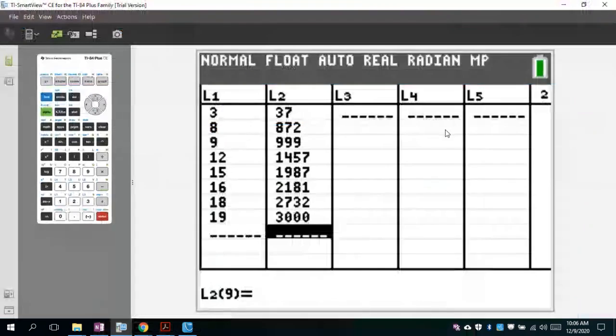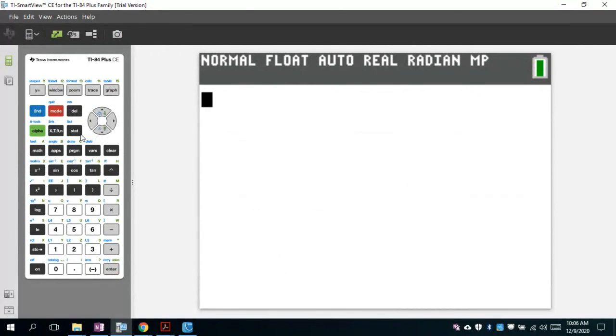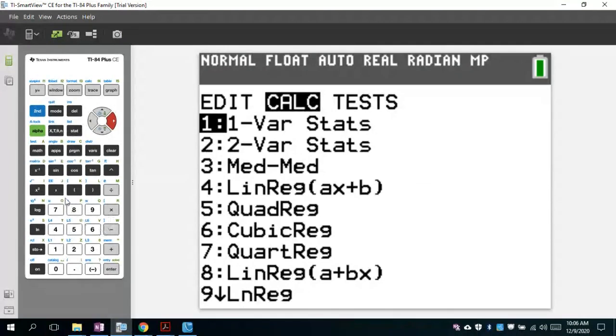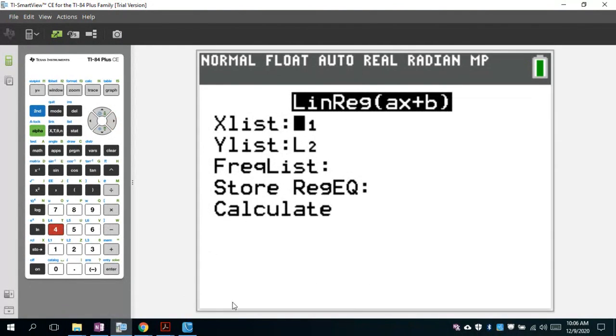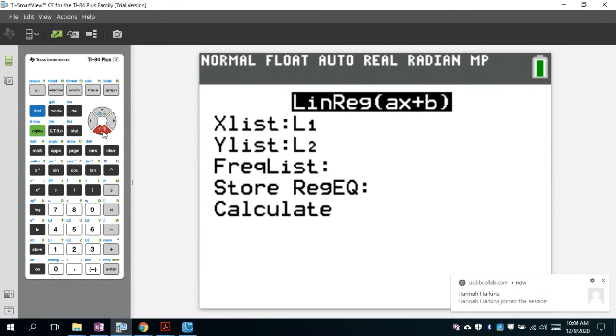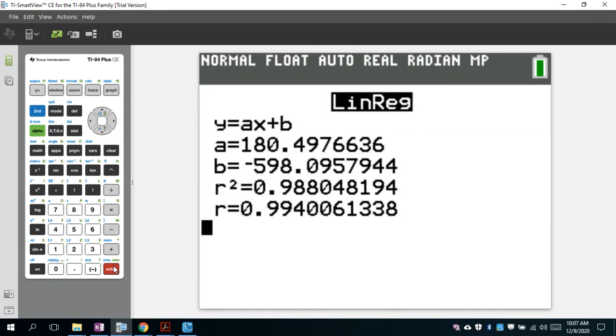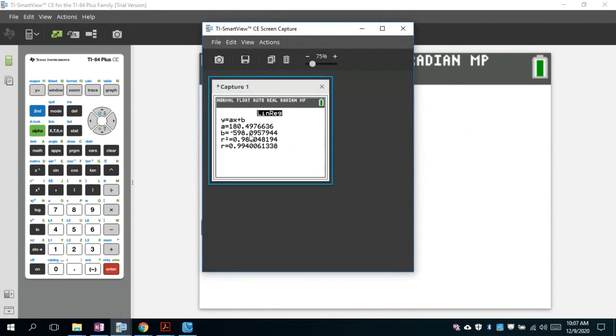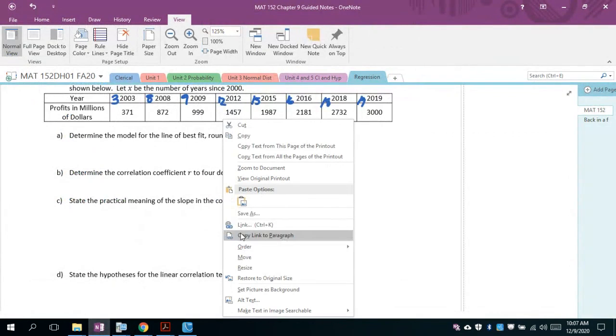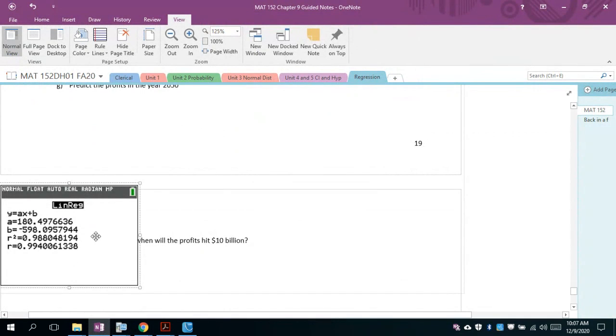All right, so the first thing we're going to do is determine the equation of the line of best fit. So for that, we go to LinReg, and we got Hannah joining the house here. All right, Hannah's in the house. So we calculate that, and there we have it. So what I'm going to do here is just copy this over.